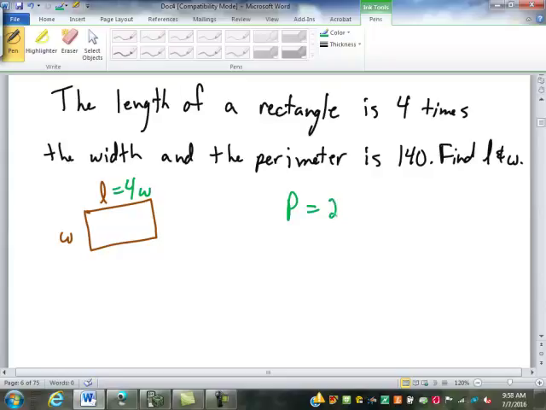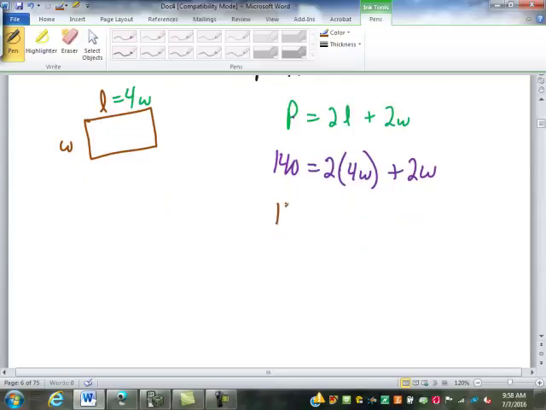Formula for perimeter, as always, is 2L plus 2W. What goes in for P? 140 equals 2 times what goes in for L? 4W, good. Plus 2 times, that's going to stay W. So the 140 here isn't going to change, but 2 times 4W is 8W, and we still have the plus 2W.